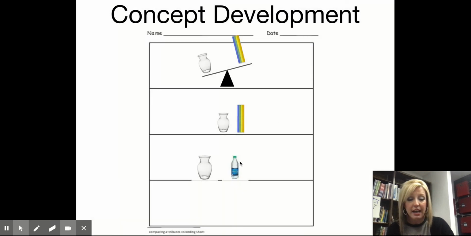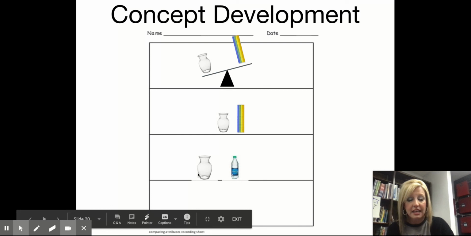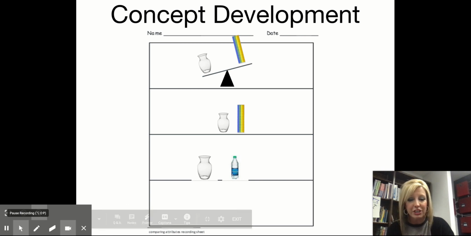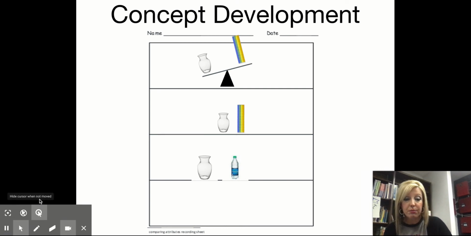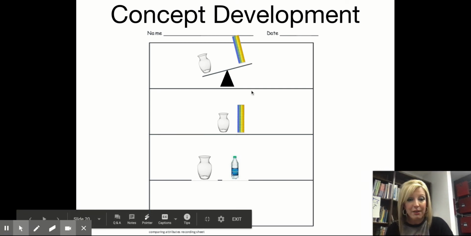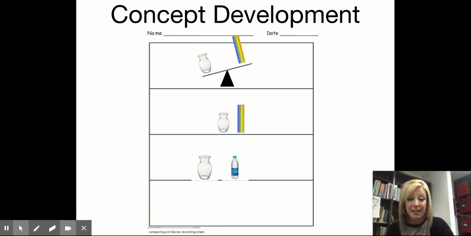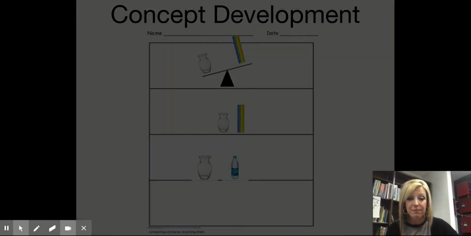Which one would have a greater capacity, the cup or the water bottle? Pause your video and have that discussion and draw it on your recording sheet. The vase would have a greater capacity. It would hold more liquid than the water bottle. Make sure that you have your drawings on your recording sheet. Do you notice that we have one empty spot? That's for an activity you're going to do at your home.